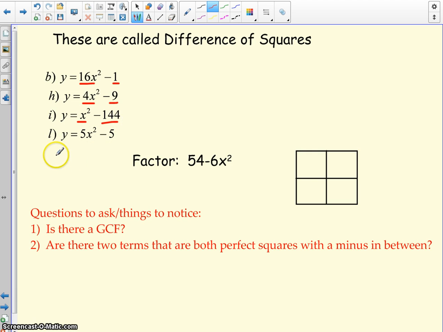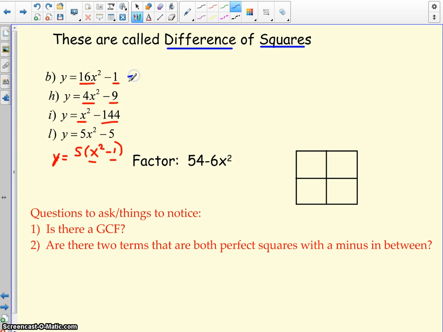L right here doesn't look like it's a perfect square, because 5 isn't a perfect square, but again, right here is a common factor of 5. So if I take out the common factor, I get x squared minus 1 left over, and all of a sudden I have, again, 2 perfect squares. So what you'll notice here with all of these is I have two perfect squares that are being subtracted, which is what literally means difference of squares. So difference means subtraction, so I'm subtracting perfect squares.